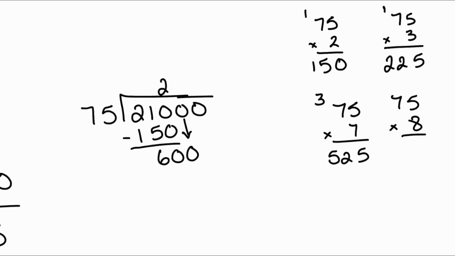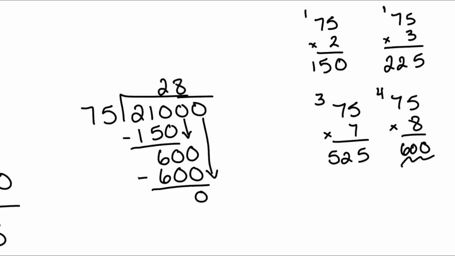75 times 8. 5 times 8, that's going to be 40. Then we have 7 times 8. It's going to be 56. Carry that 4, and that's going to be 60. Oh, look at that. That's a perfect 600. Exactly what we see there. So it's absolutely going to be 8. I subtract the 600. 0 left over. No more remainder. Boom. And that is 280.